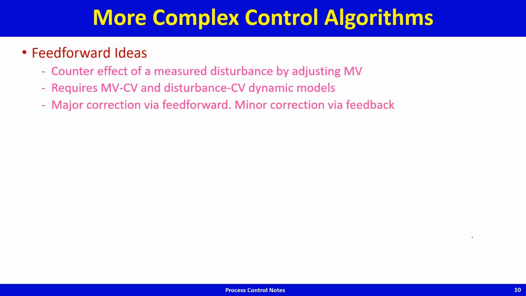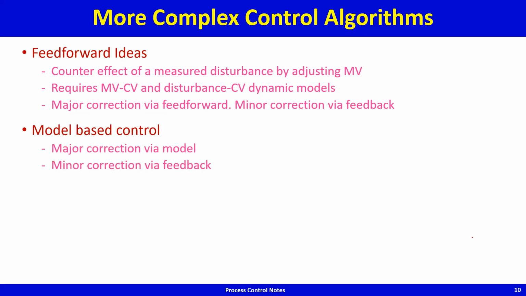So major correction is via feed forward, and of course if your models are not perfect, the CV will not reach the set point. Those minor deviations can be corrected for by using a feedback PI controller. So major correction is via feed forward, model based. Minor correction is via feedback. You could also have model based control. Major correction is again via model. Feed forward and model based control are very similar actually. Minor correction is via feedback.